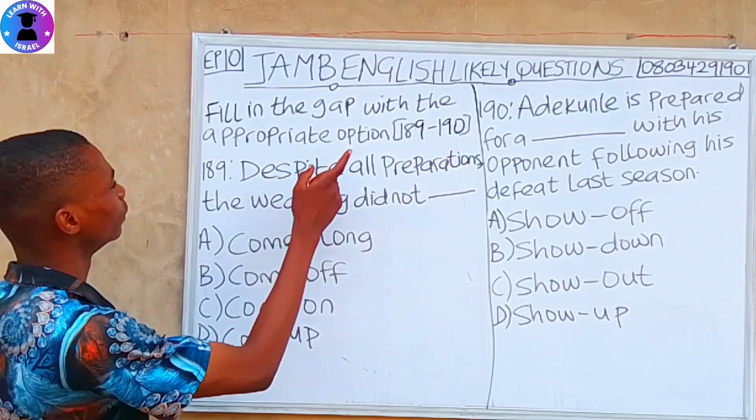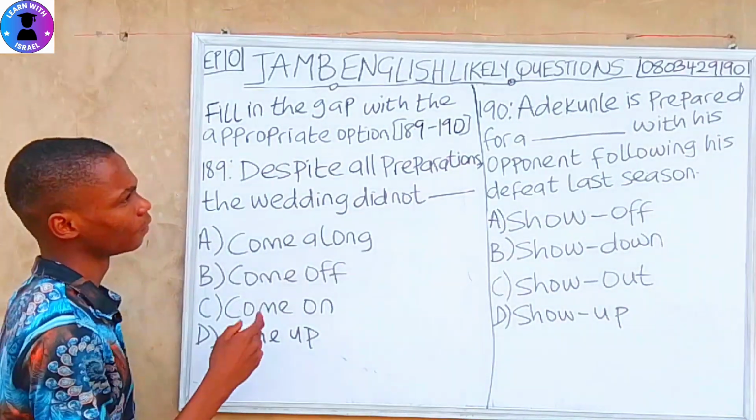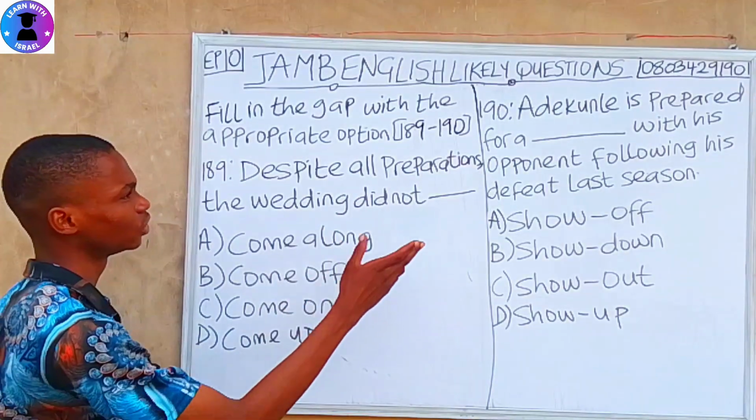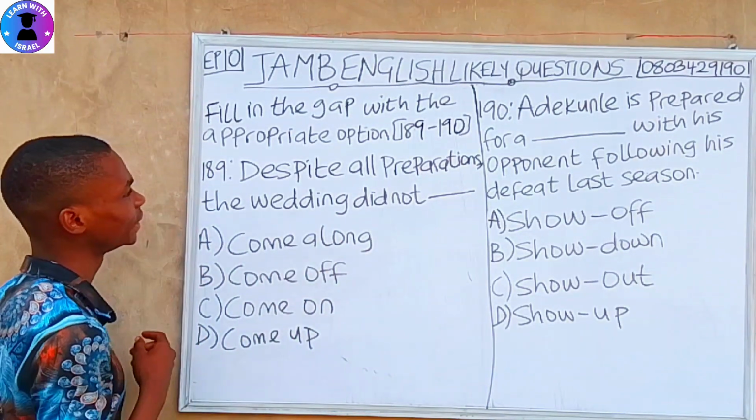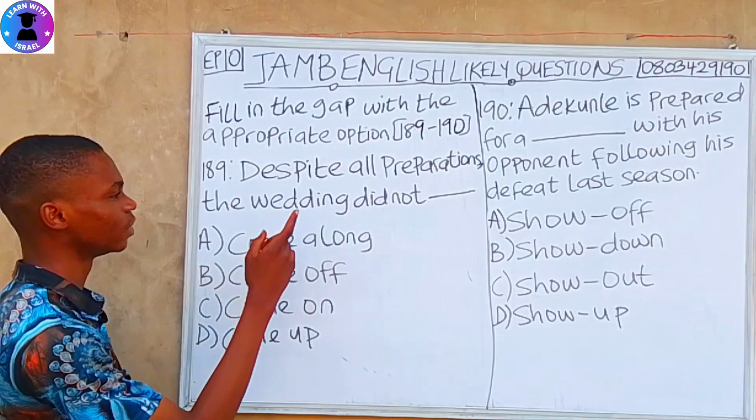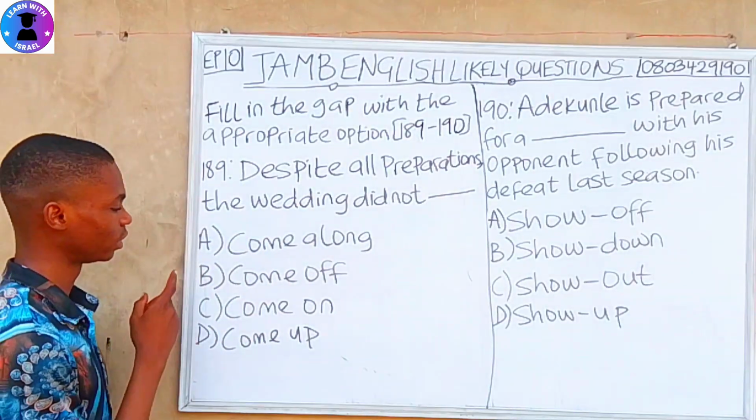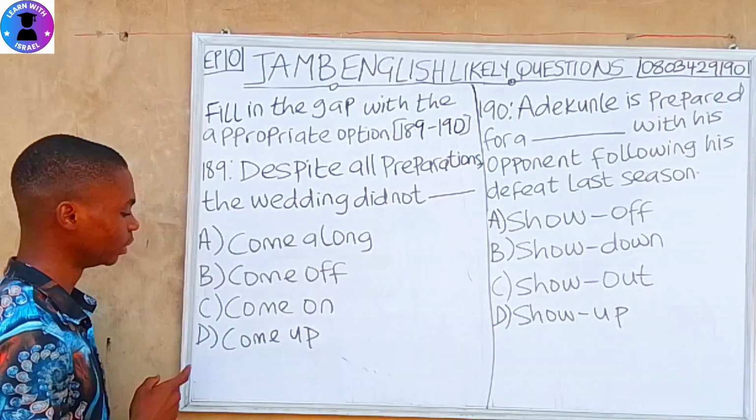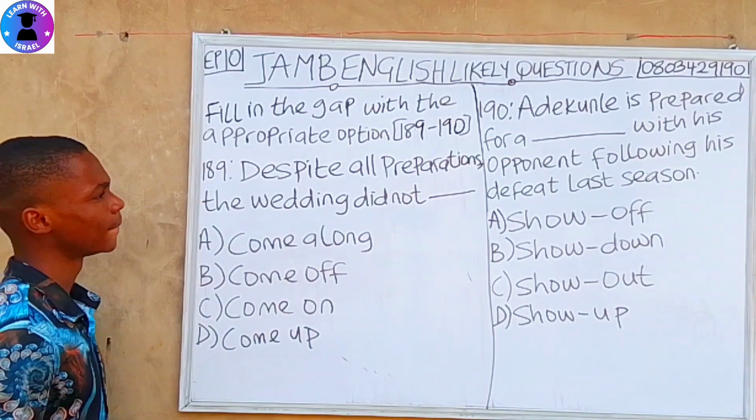Fill in the gap with the appropriate option. This is from question 189 to 190. Question 189. Despite all preparations, the wedding did not dash. A. Come along. B. Come up. C. Come on. D. Come off.